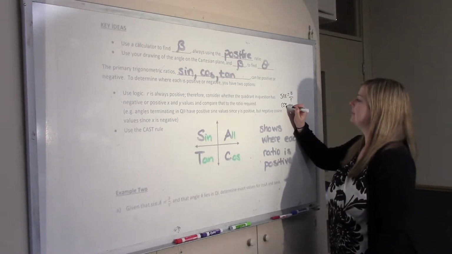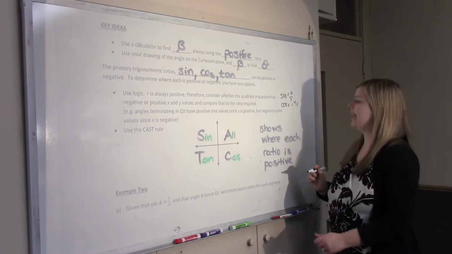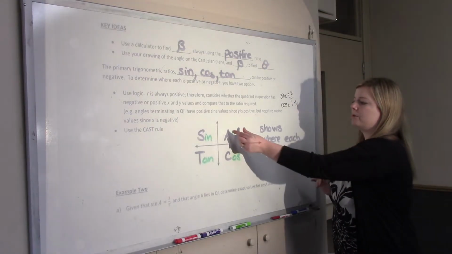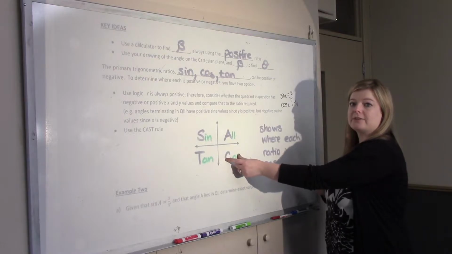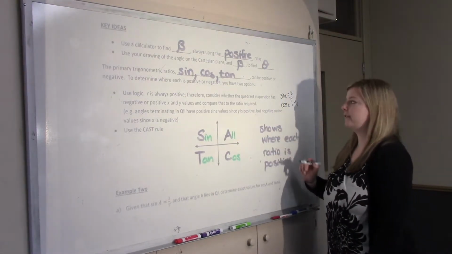Cos x is x over r, okay? So cos will be positive in quadrants 1 and 4 where x values are positive, but negative in quadrants 2 and 3 where x values are negative.